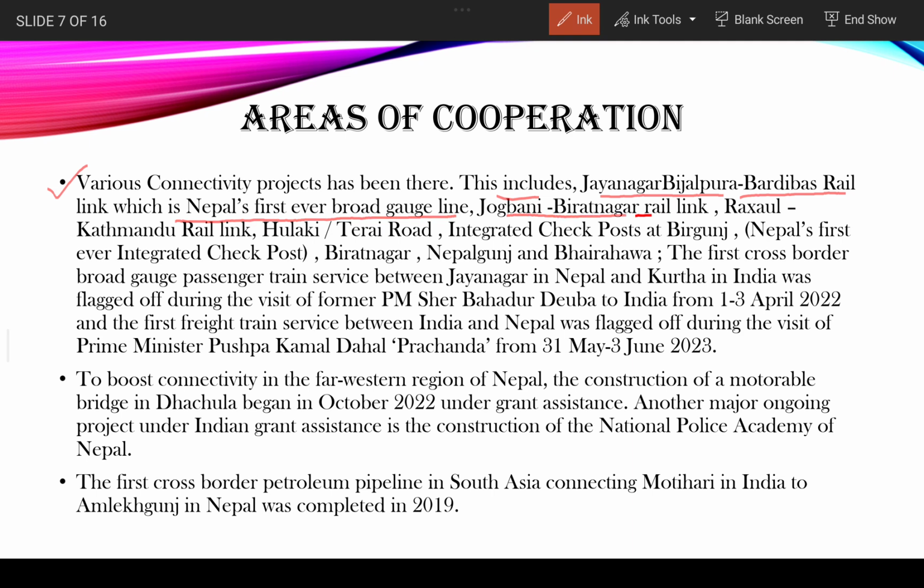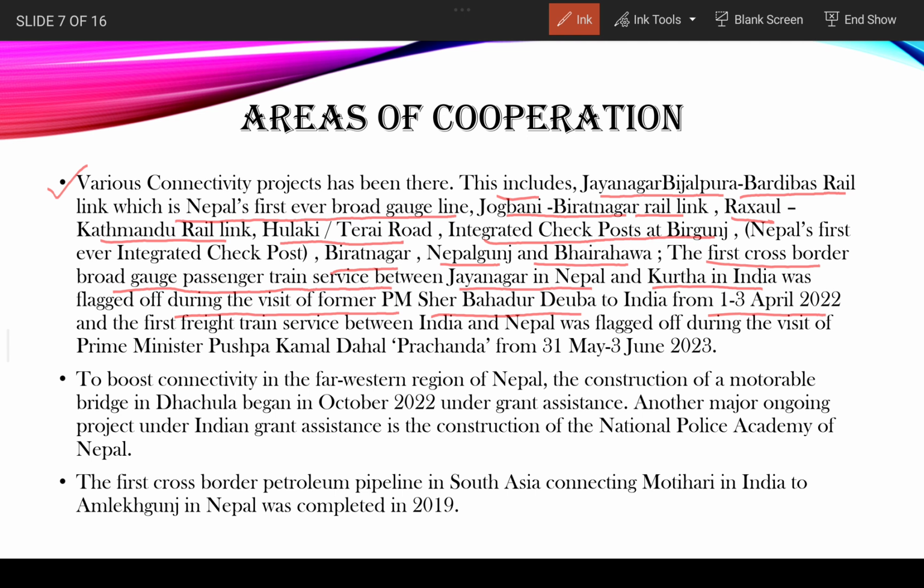Gojbani Biratnagar rail link, Roxal Kathmandu rail link, Hulaki Terai Road, integrated checkposts at Birgunj, Biratnagar, Nepalgunj, and Bhairahawa. The first cross-border broad gauge passenger train service between Jayanagar in Nepal and Kurtha in India, which was flagged off during the visit of the former Prime Minister Sher Bahadur Deuba to India.